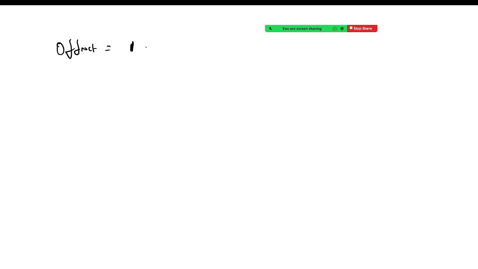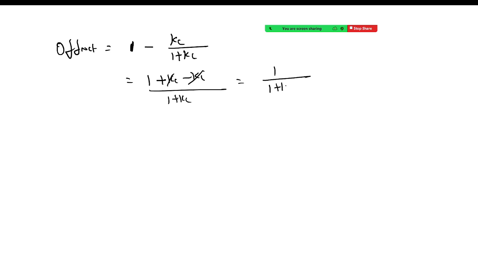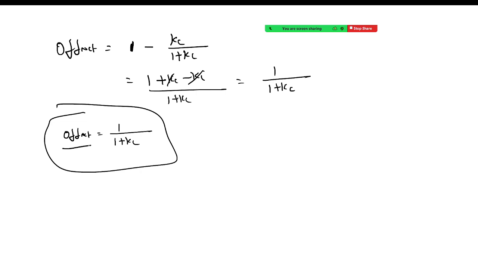So I have given a step input 1, and the ultimate value of response we have got is Kc upon 1 plus Kc. So 1 plus Kc minus Kc divided by 1 plus Kc. Kc and Kc will get cancelled out, so this will be 1 plus Kc, right? So the value of your offset is equal to 1 upon 1 plus Kc. Now you have got this value of offset. So how can I decrease the value of offset?